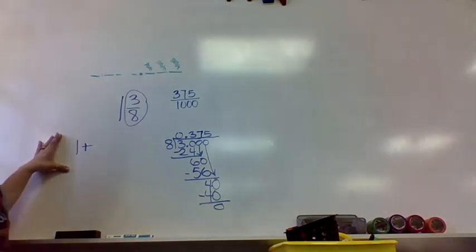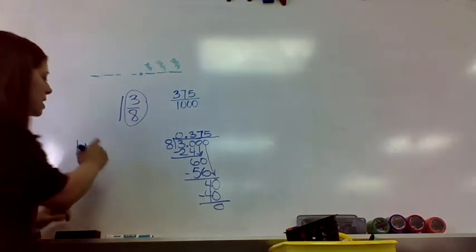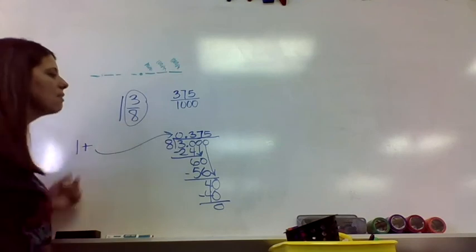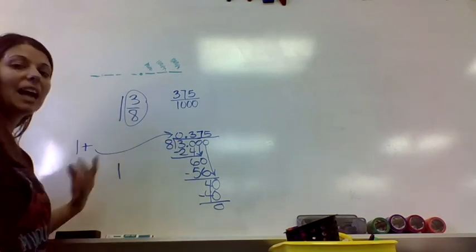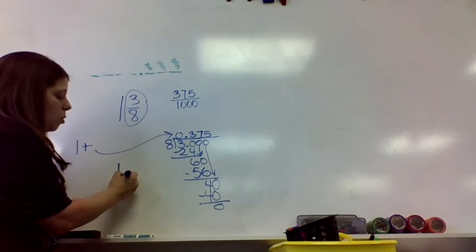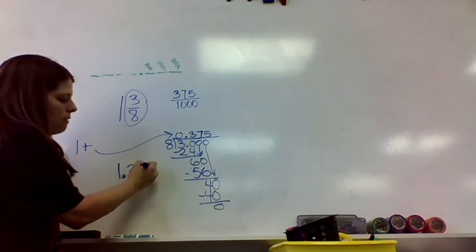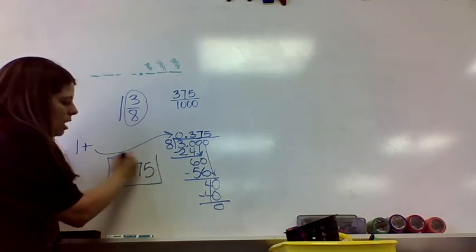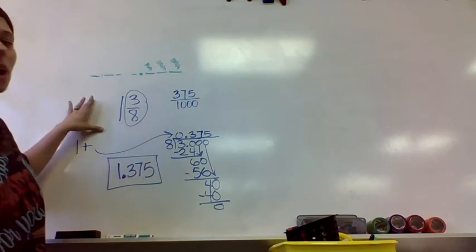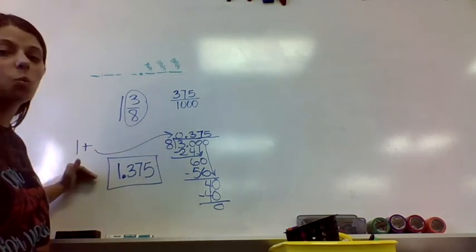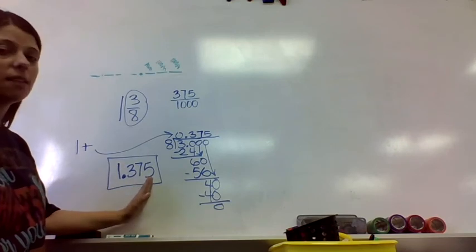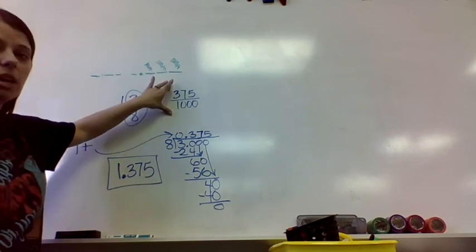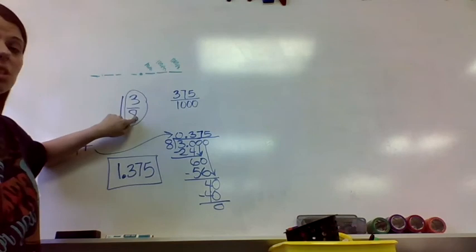Now, I'm not forgetting my 1 over here. It's time for me to bring it back. If I put this 1 here, it's my whole number, 1. I can add my decimal to the end, 0.375. Now, I can see that 1 and 3/8 is the same thing as 1.375 or 1 and 375 thousandths. There's the 375 thousandths. It is equal to 3/8.